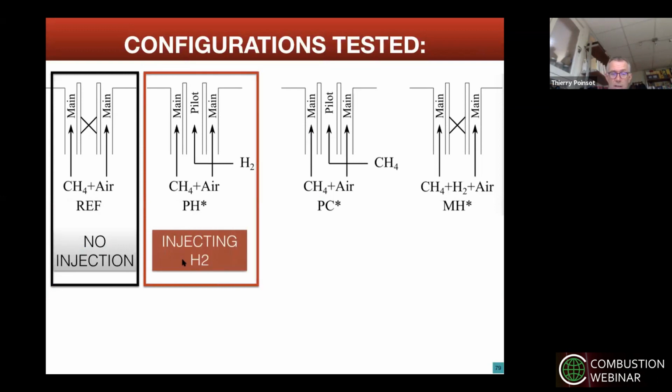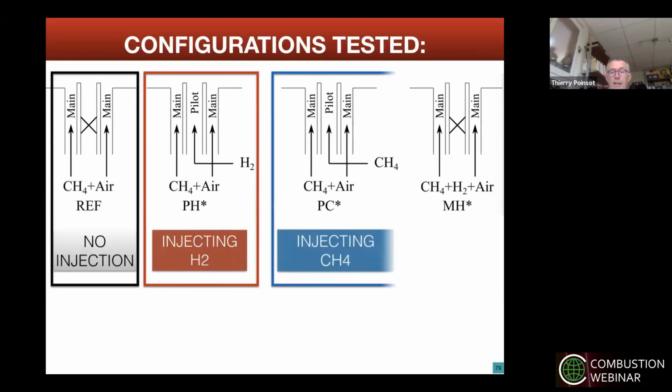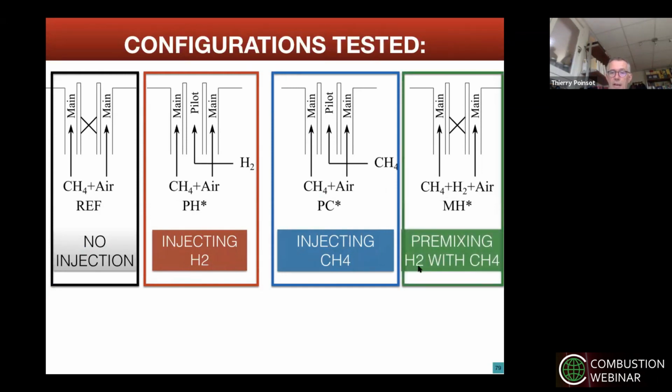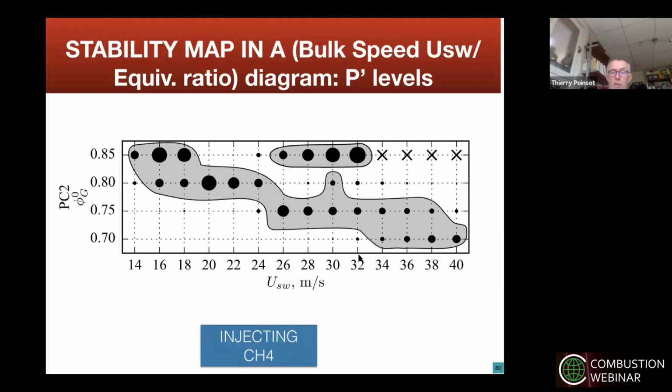The first one we did was injecting H2, that's the result I've shown you, which works. Then we tried injecting CH4 at the same place instead of hydrogen. And you will see that this one does not work. And then we tried to inject H2 here in the premixing passages. So when you inject the CH4 instead of the H2, you see that the map is almost the same. You cannot stabilize these points. You're still stuck with very unstable points here.